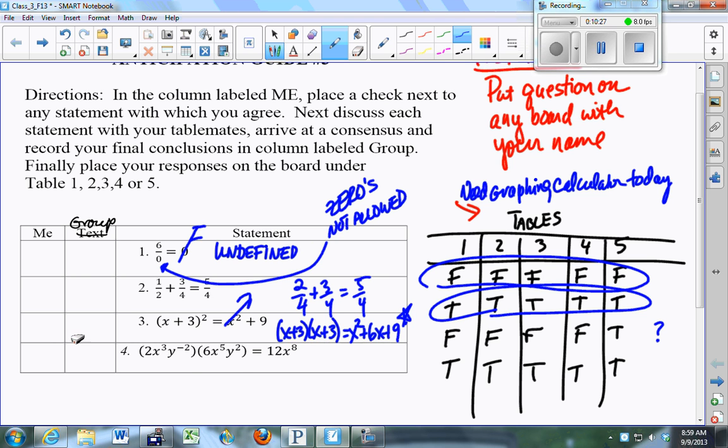And the last one, everybody agrees, is just 2 times 6 is 12. x to the third times x to the fifth. Again, we're multiplying. Exponents come in. Exponents always apply to multiplication and division. y to the second times y to the negative 2 times y squared is y to the 0, which is always what? 1, as long as y is not 0. That's the only time it doesn't apply.